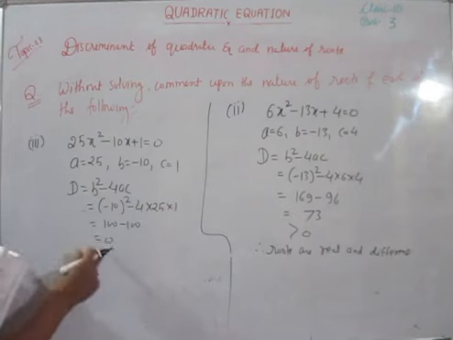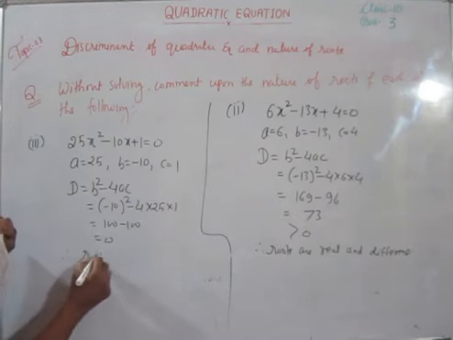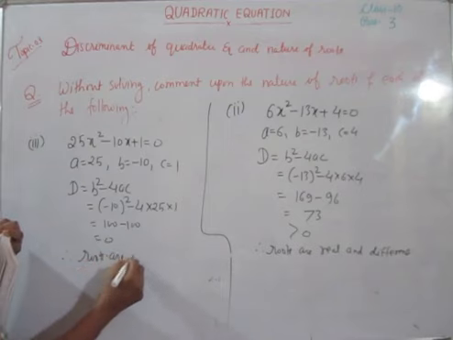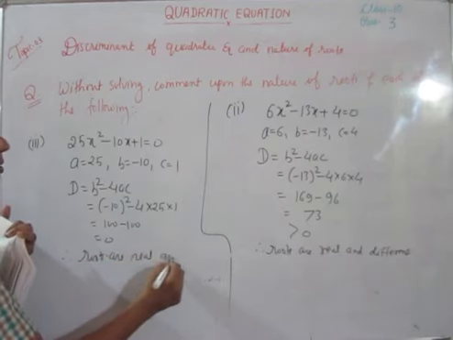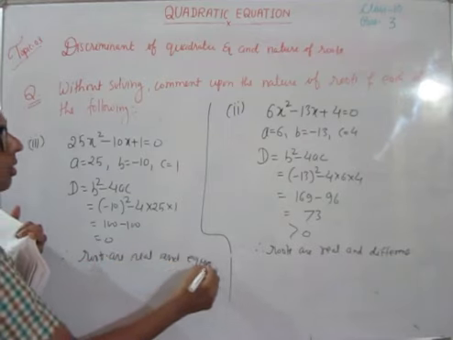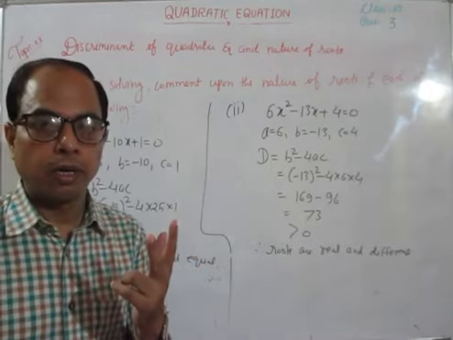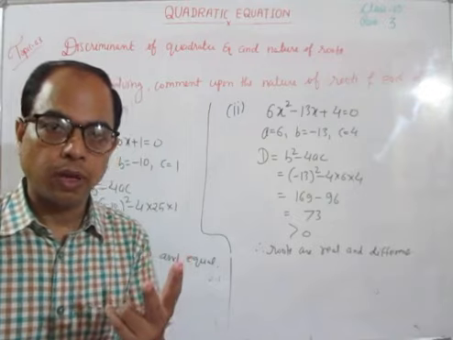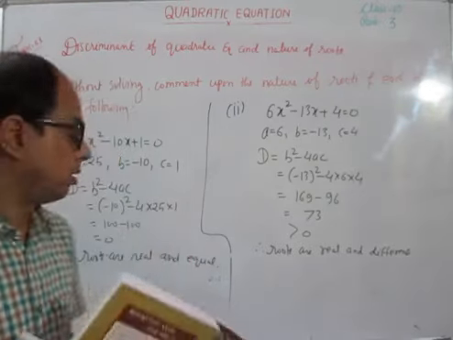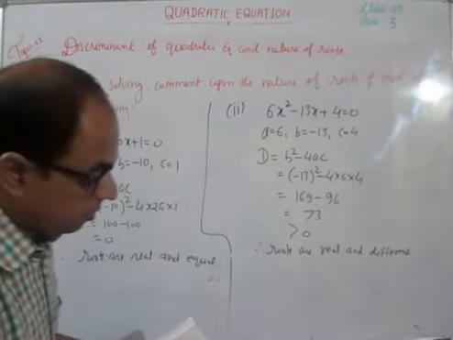So discriminant is 0. So in this case, what is the nature of the roots? Roots are real and equal. It means you will get two values of roots. Clear? You will get two roots and both roots will be equal.